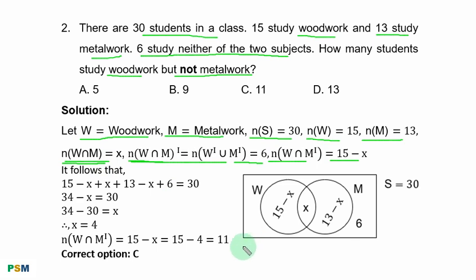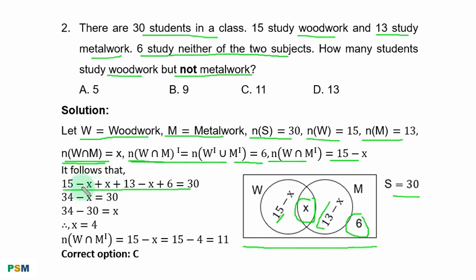You have the Venn diagram for the information. This is the point of intersection. Those that studied both subjects. This is only woodwork, here only mental work. Then 6 studied neither of the 2 subjects. If you add everything in the Venn diagram, you equate it to 30. That is what you have here.